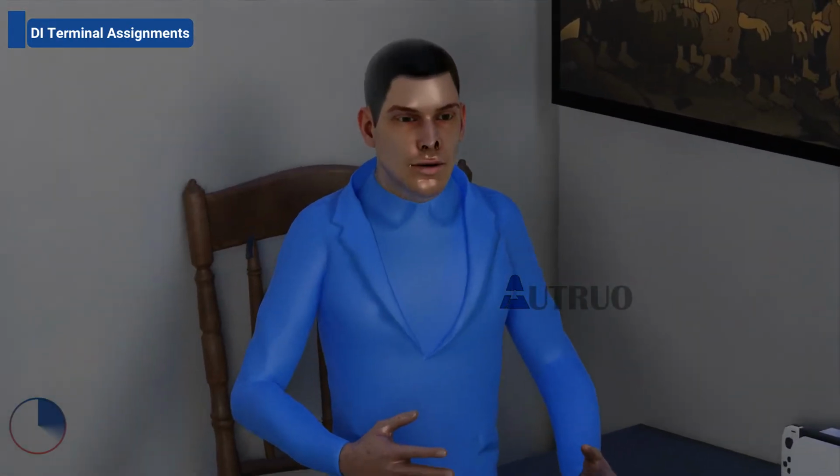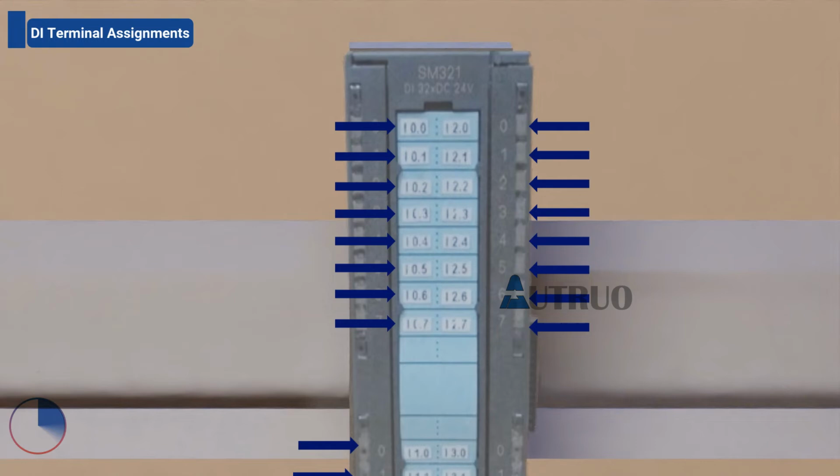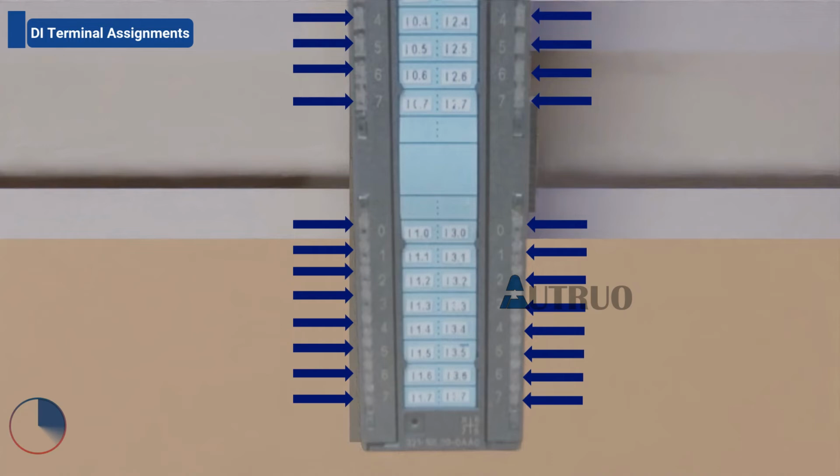Okay, yeah. It should be I2.0, I2.1, I2.2, I2.3, I2.4, I2.5, I2.6, and I2.7, while the last set will be I3.0, I3.1, I3.2, I3.3, I3.4, I3.5, I3.6, and I3.7.